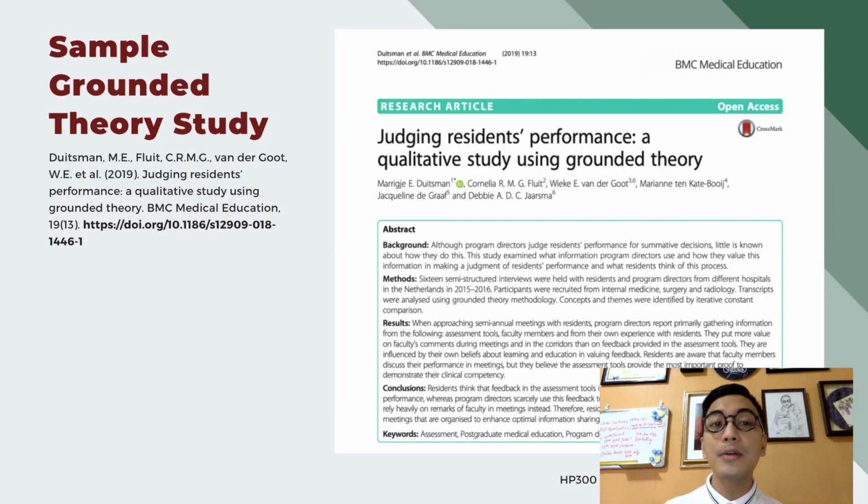So this is a sample grounded theory study entitled Judging Residents' Performance, a qualitative study using grounded theory. You can read through all these abstract, but in the conclusion of this study, it just says that residents think that feedback in the assessment tools is the most important proof to demonstrate their performance, whereas program directors scarcely use this feedback to form a judgment about residents' performance. In this study, there's a lot of constant comparison regarding how residents or medical residents are being judged when it comes to their clinical performance.